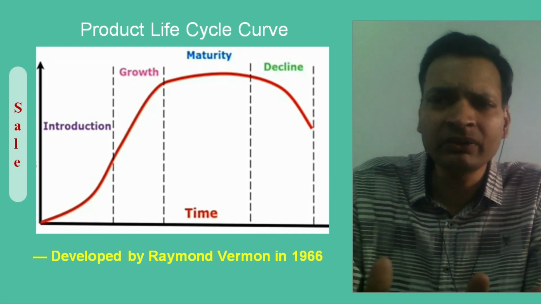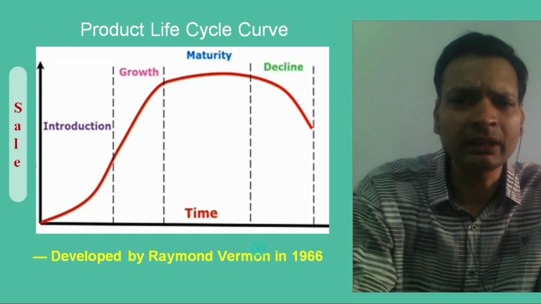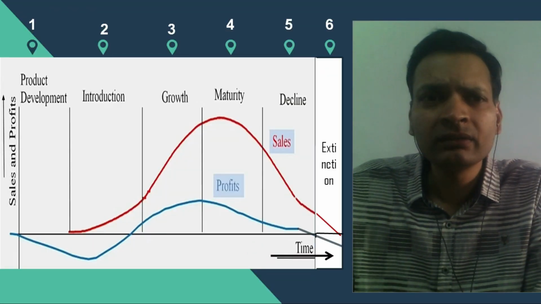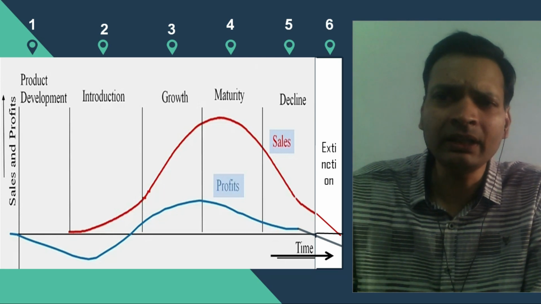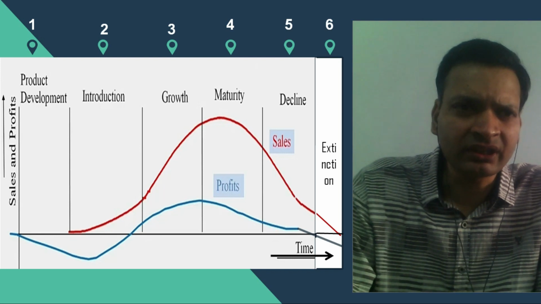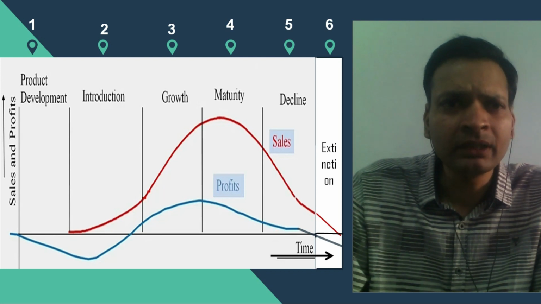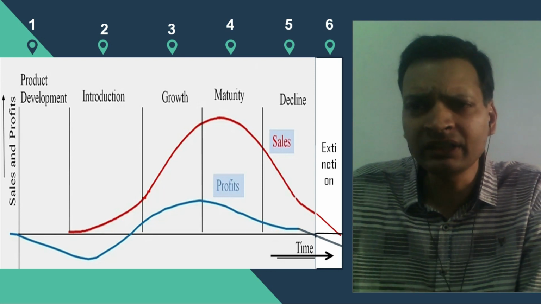So these are the four stages, but with the advancement of time and technology and knowledge, the stages of product life cycle were further classified into six stages. These stages are product development, introduction, growth, maturity, decline, and extinction.